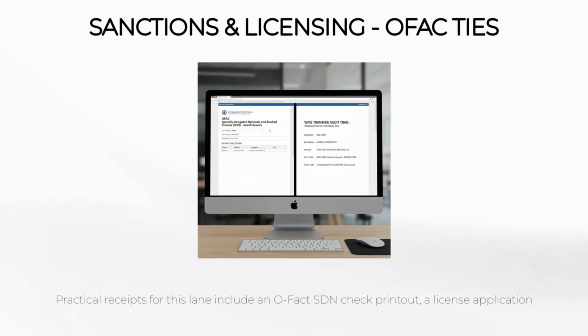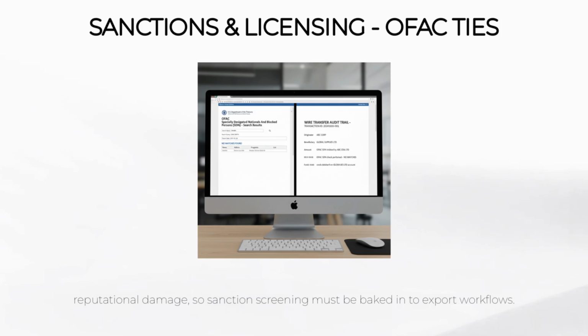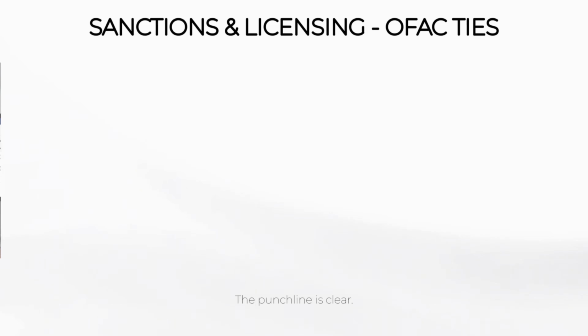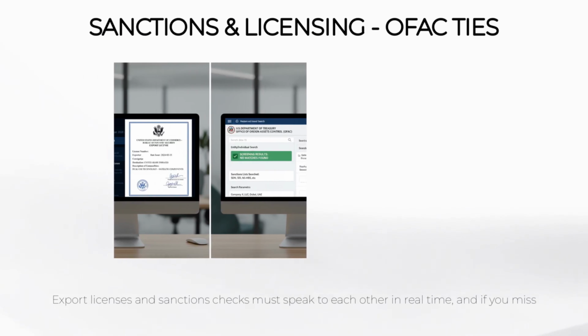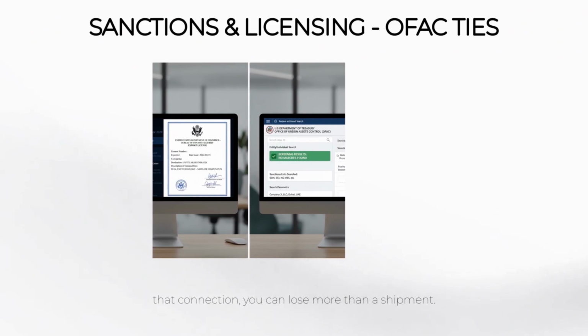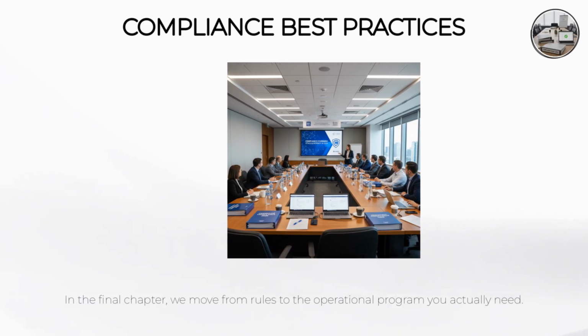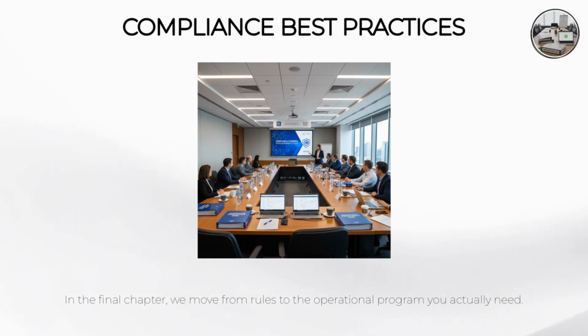Practical receipts for this lane include an OFAC SDN check printout, a license application or denial, and a transaction trail showing payment routing and screening outcomes. Enforcement shows that routing through intermediaries or failing due diligence invites fines and reputational damage, so sanctions screening must be baked into export workflows. The punchline is clear. Export licenses and sanctions checks must speak to each other in real time, and if you miss that connection, you can lose more than a shipment. In the final chapter, we move from rules to the operational program you actually need.